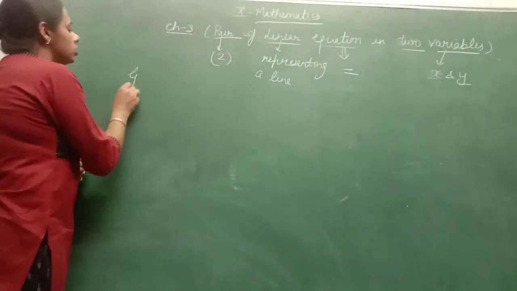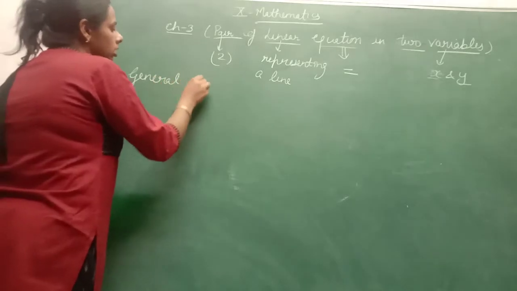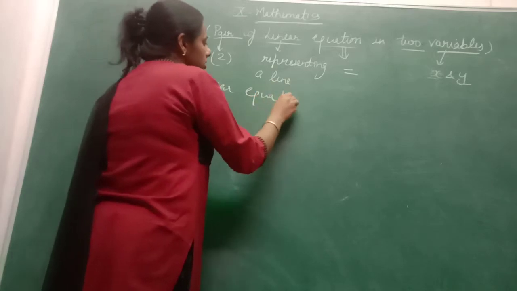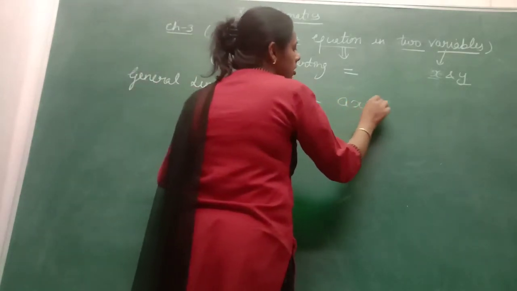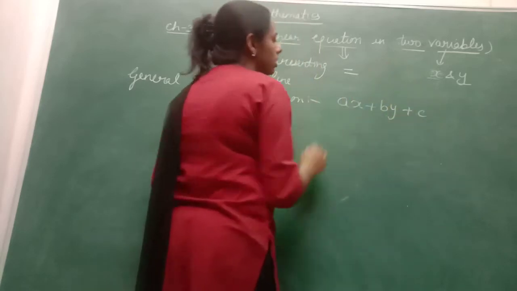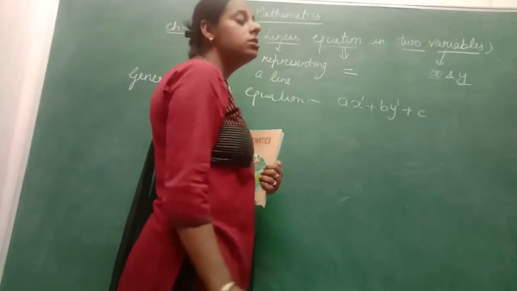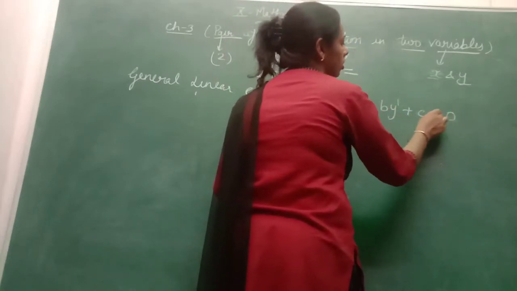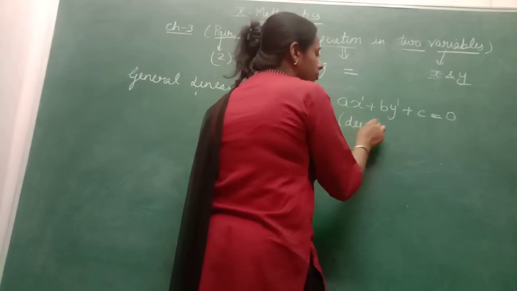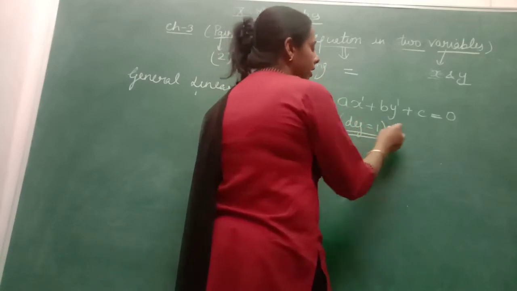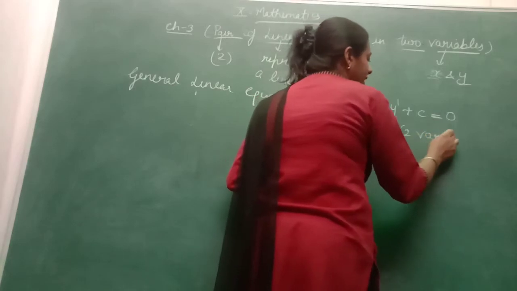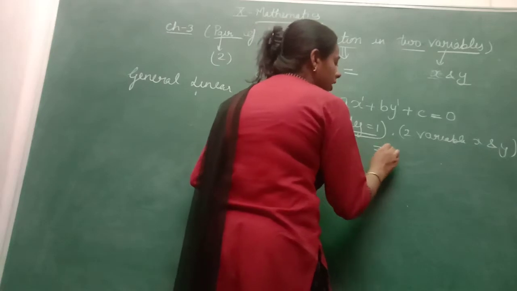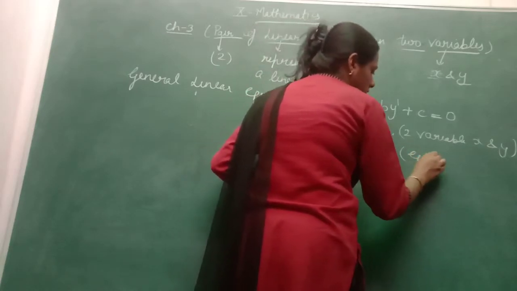Now just come to the general equation. The general equation, that is the linear equation actually. What is the general linear equation? That is ax plus by plus c equals 0, having power 1, that means degree 1. Since they have degree 1, it is linear. In two variables, there are two variables x and y. Due to the equal symbol, it is known as an equation.